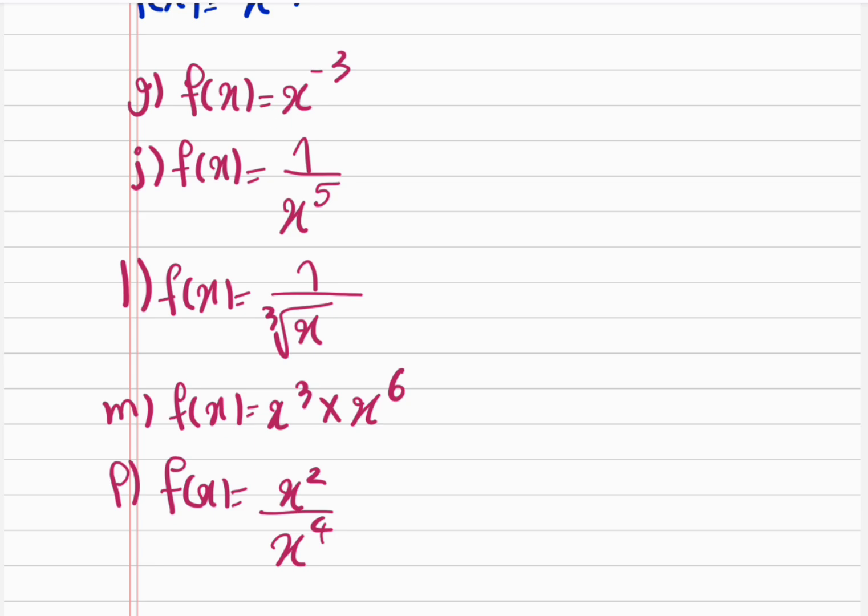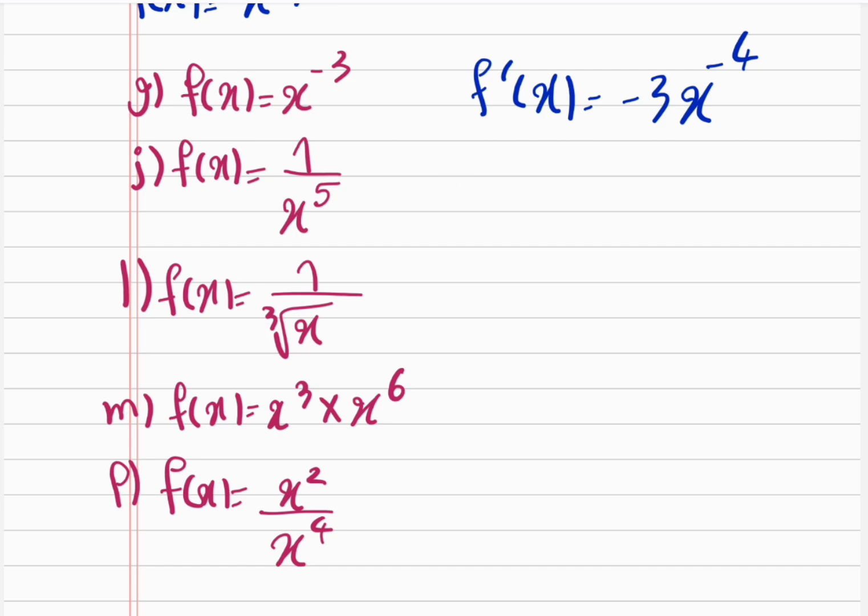For the first one, f of x is x to the power of minus 3. As usual, we write down the power first, so that becomes a coefficient, and then we write x, and the power is going to be reduced by 1. In this case, minus 3 minus 1 is minus 4. So this is the derivative.